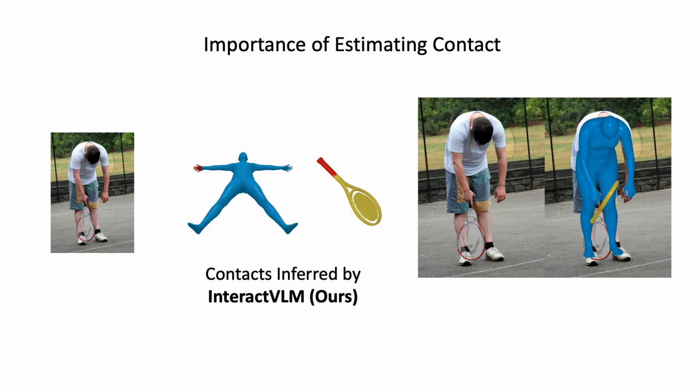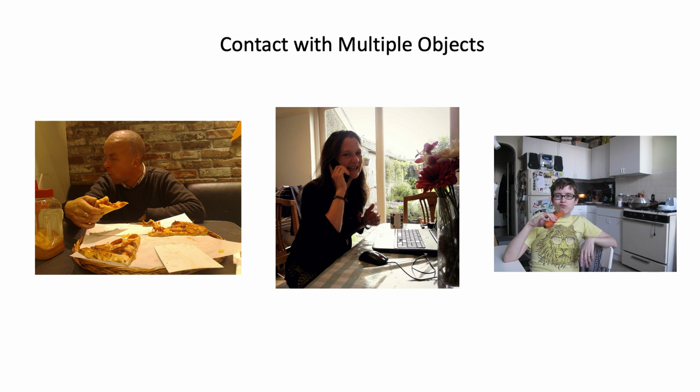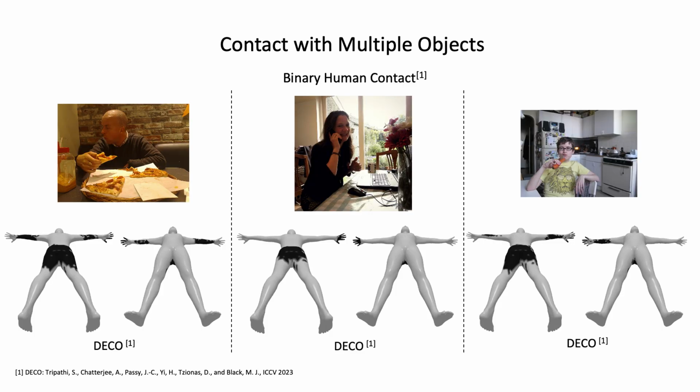However, there is a lack of in-the-wild training images paired with ground truth contact labels for both 3D humans and objects. The problem becomes even more challenging when humans interact with multiple objects. In this case, current methods treat contact prediction only as a binary classification task, so they only detect whether a body part is in contact with any object. This fails to capture the rich semantic relationships of multi-object interactions.